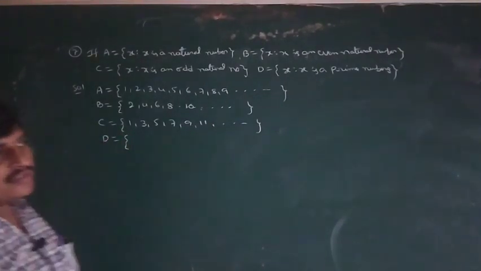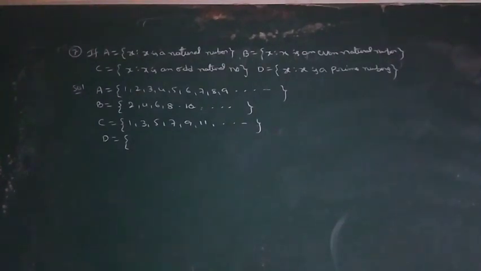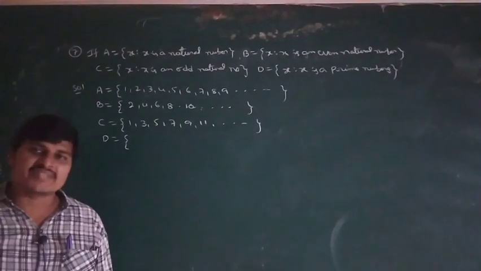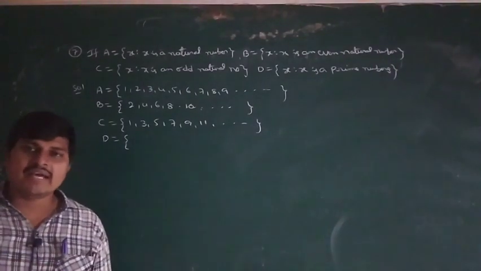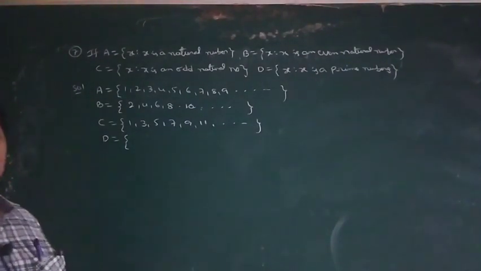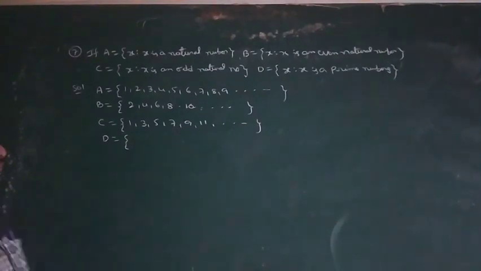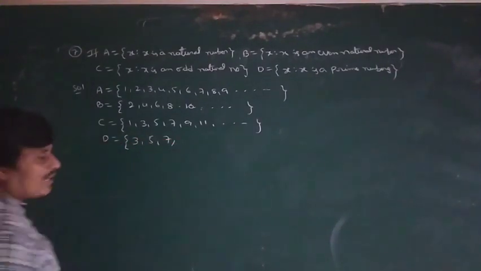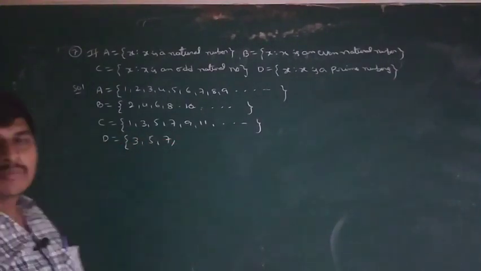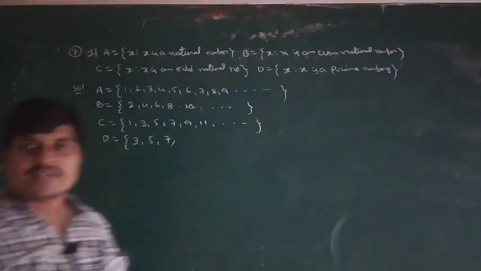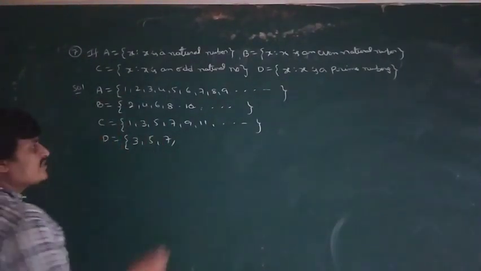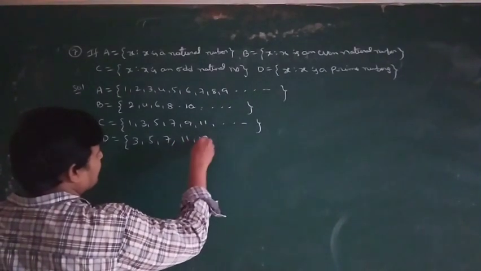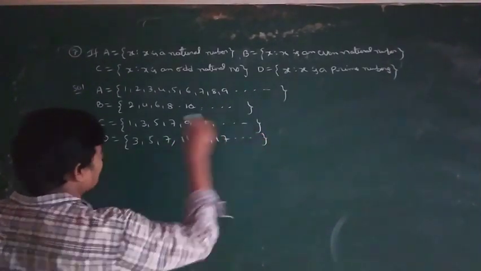Prime numbers means any number whose factors are 1 and itself. So 1 is not a prime number. So 3, 5, 7. 9 is not a prime number because 3 3s is 9, 1 9 is 9, so 3 is a factor. 11, 13, 17 and so on.